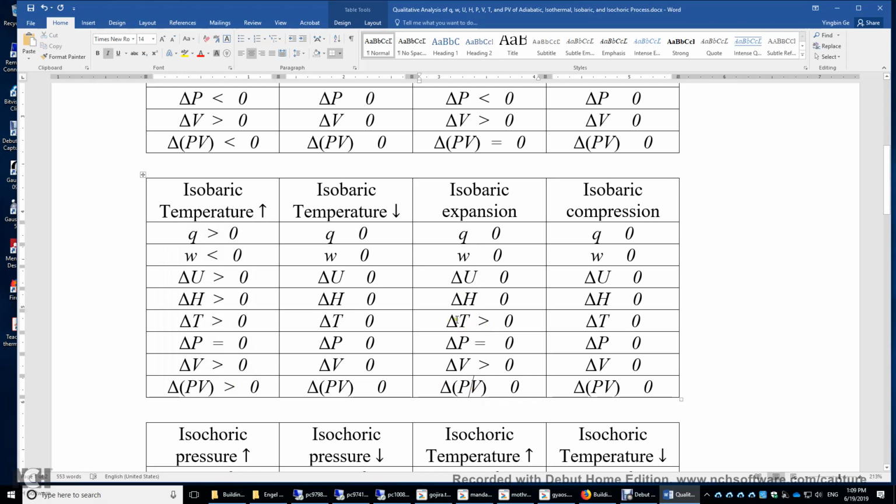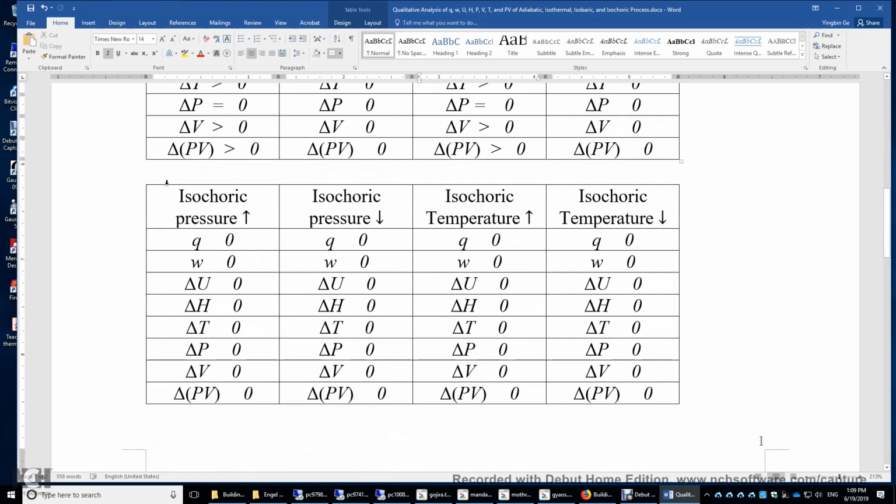Delta T is greater than 0, and as we mentioned, delta U is proportional to delta T, delta H is proportional to delta T, delta PV is delta nRT, and also when volume increases, the system does work to its surroundings, and then Q must be greater than 0. How about this column? This column is exactly the same as this column.